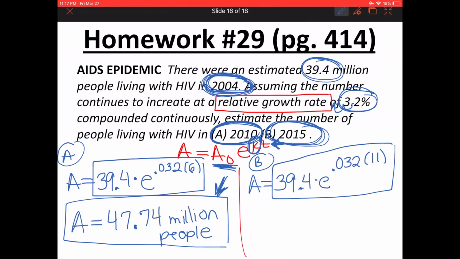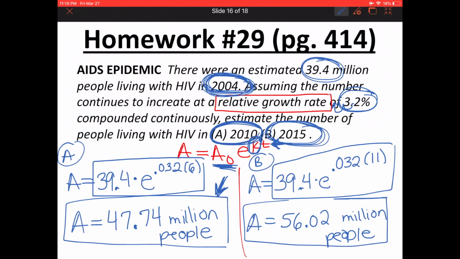And so when I do that, I end up with A equals 56.02 million people. And again, you want to look at your answer to make sure it makes sense, and it does. We have grown from 39.4 million in 2004 to 47.74 million people in 2010, and then 56.02 million people in 2015.